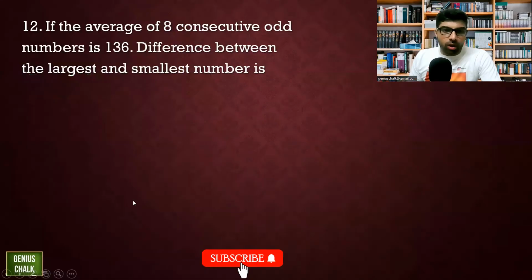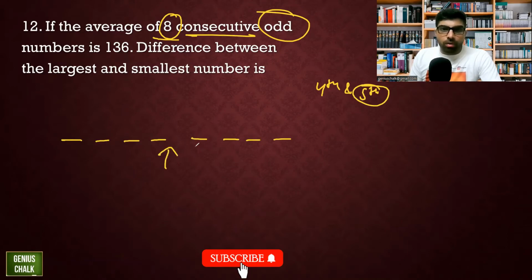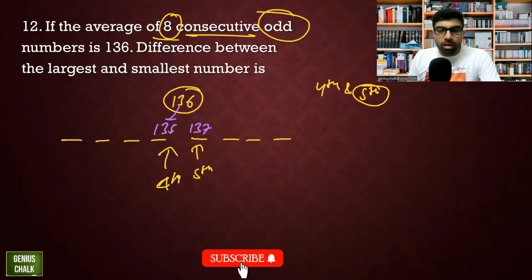Next one, 8 consecutive odd numbers. Now I'll apply directly. 8 consecutive odd numbers. Fine. Now, if you solve like this, 8 means the 4th observation and the 5th observation. So if this is the 4th observation and the 5th observation, this is 136. So it is lying somewhere here. So what is the odd number less than 136? It is 135. What is the odd number more than 136? It is 137.